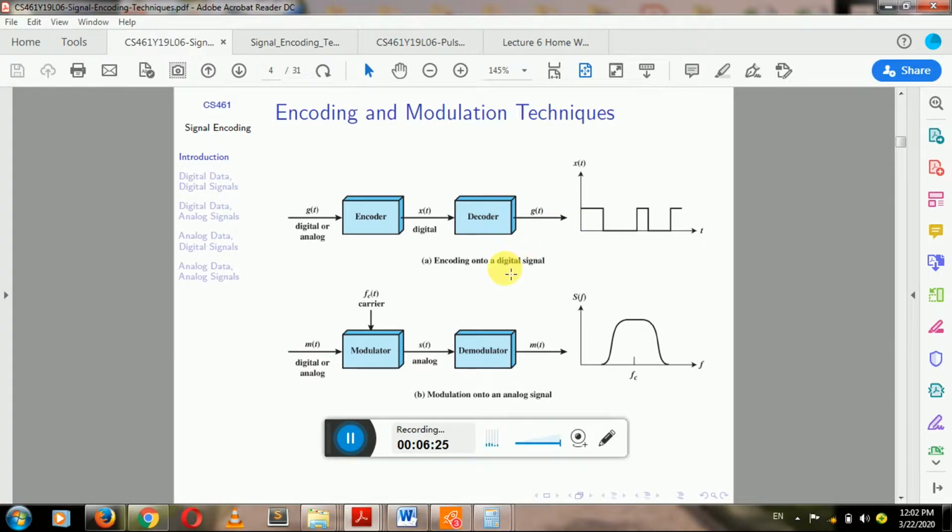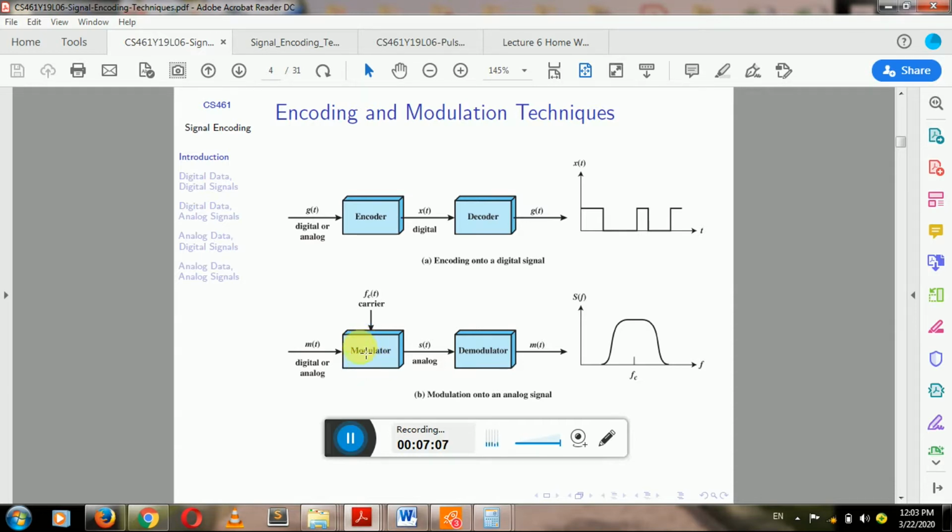The other approach we use is the analog signal. That's a plot in the frequency domain. Here we take our data, digital or analog, and modify some continuously varying signal to transmit between the transmitter and receiver, and the way we modify it is what we call modulation. We take an analog signal and modify either the frequency, amplitude, or phase of that analog signal according to what the data is. This process is called modulation.